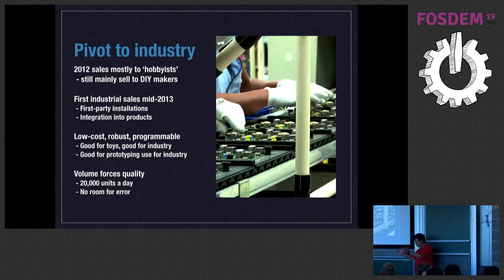Looking at the industry market, they use the Raspberry Pi, and they are improving the quality for that. It is used in enterprise computing, enterprise use of the Raspberry Pi.